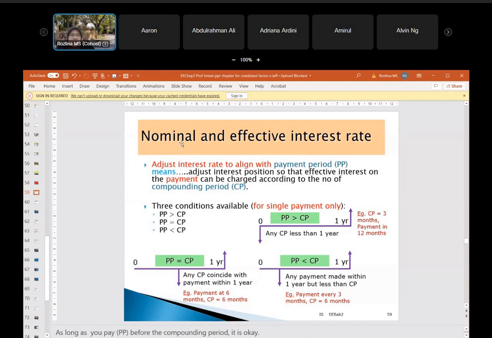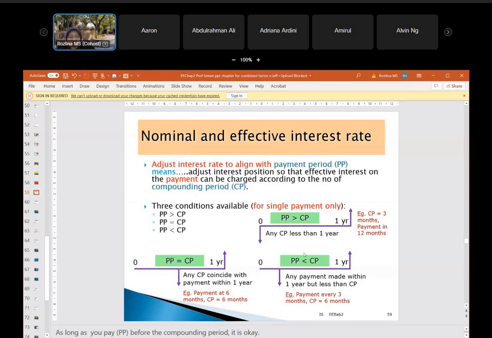After we know about the nominal and effective interest rate, now we try to compare their duration and their compounding. We have two things here. First is PP. What is PP? It is a payment period. And CP is compounding period.